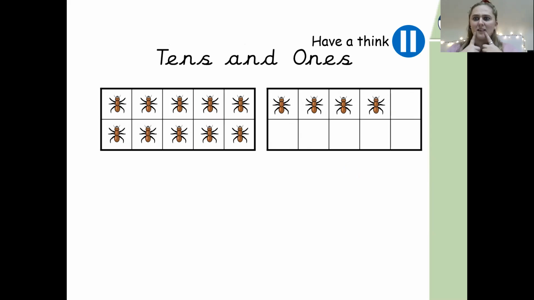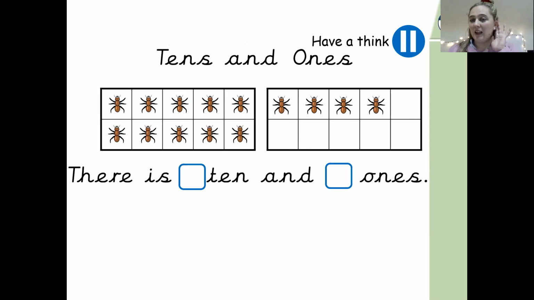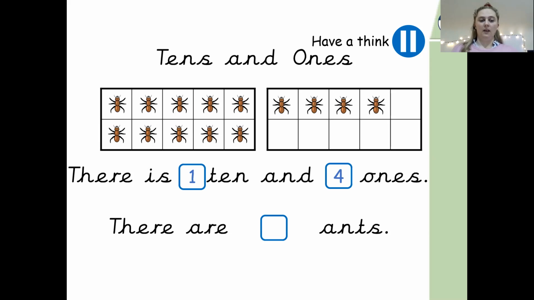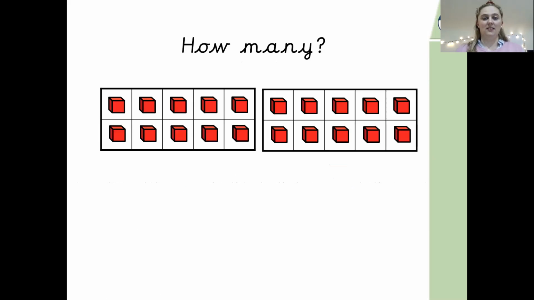Okay, how many ants do I have? How many tens do I have? Can you tell me? You're absolutely right. There's 1 ten. How many ones do I have this time? Let's see, 1, 2, 3, 4. So there are 4 ones. So how many ants are there all together? I have 1 ten and 4 ones. That makes 14. Fantastic, Dyson, well done.